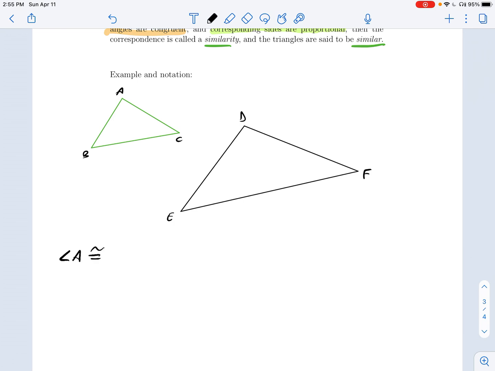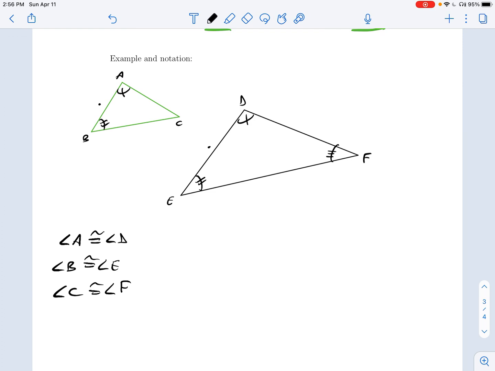Angle A is congruent to angle D. Angle B is congruent to angle E. Angle C is congruent to angle F. And the sides are in proportion based upon this correspondence. Now I can't really mark that in the diagram, but I'm just going to draw dots to keep track of things. So A matches D and B matches E. So AB matches DE. I don't mean to say they're congruent, but they match in some meaningful way.